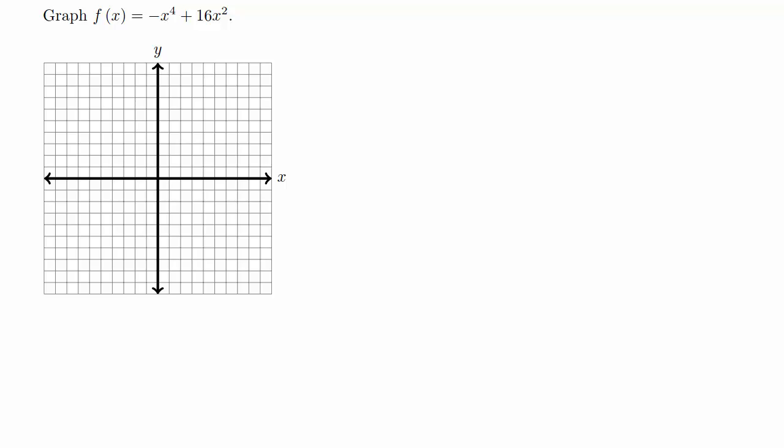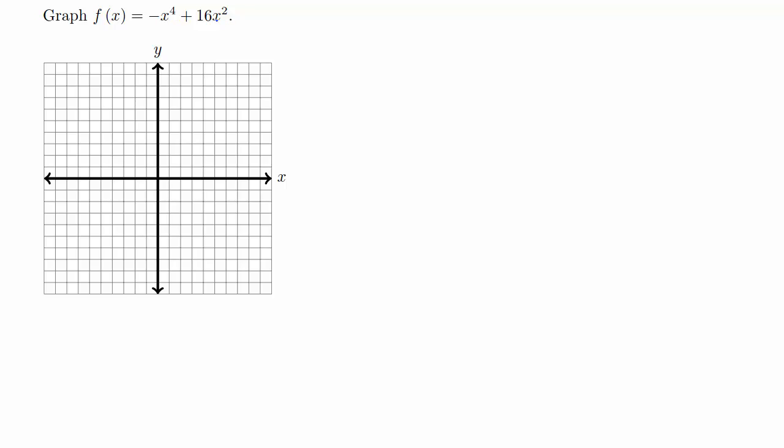Hello. In this example, we're going to graph f of x equals negative x to the fourth plus 16x squared. Now, because this is not fully factored, you might try to find the possible rational zeros. But there's one thing that you need to keep in mind. That only works when we have a constant term at the end. And we don't here.